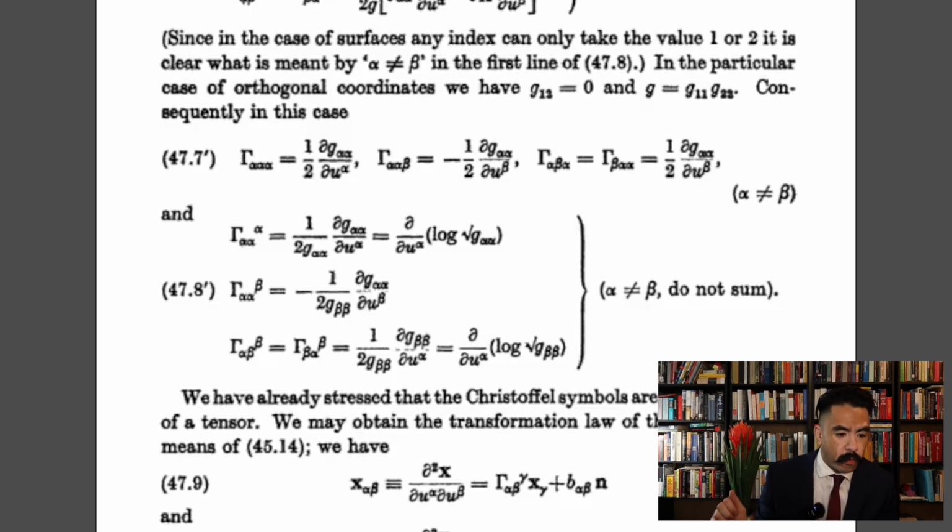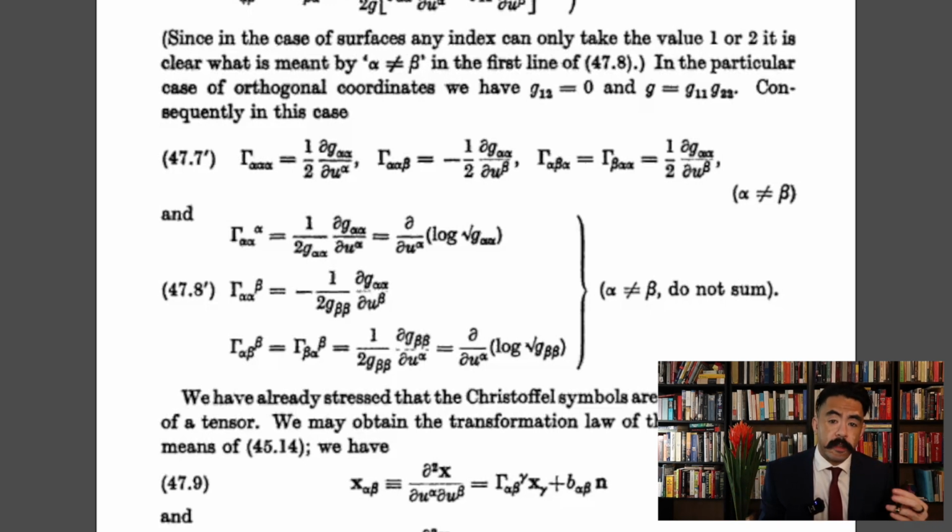In the particular case of orthogonal coordinates, we have g sub 1 2 equals 0 and g equals g sub 1 1 times g sub 2 2. Consequently, in this case, Christoffel sub alpha alpha alpha equals 1/2 times partial g sub alpha alpha partial u alpha, and Christoffel sub alpha alpha beta equals negative 1/2 times partial g sub alpha alpha partial u beta, and Christoffel sub alpha beta alpha, which is the same as Christoffel sub beta alpha alpha, which then equals 1/2 times partial g sub alpha alpha partial u beta.